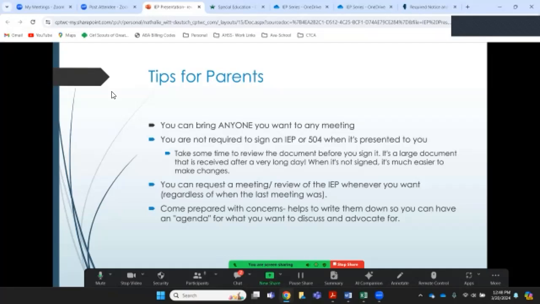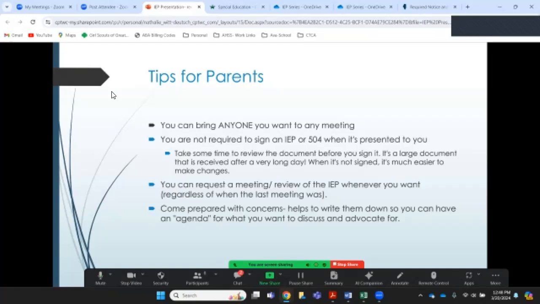There is a sign-in sheet at the front, and they should be noting to you that this is just a sign-in sheet to indicate that you are present and participating in the IEP. It does not mean that you agree or disagree with the IEP. It just means you are sitting at that IEP meeting with them. So they should make that pretty clear to you when you're signing that attendance sheet.